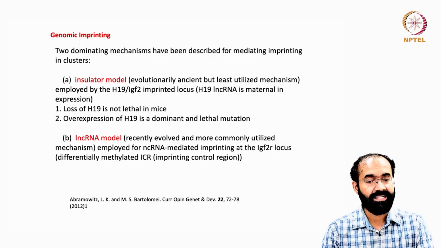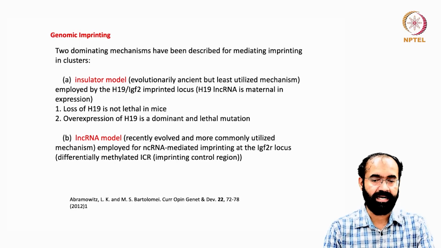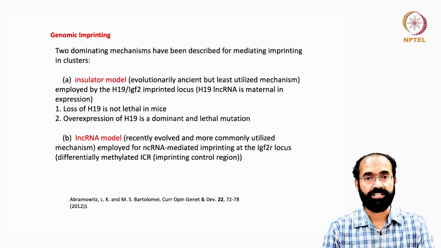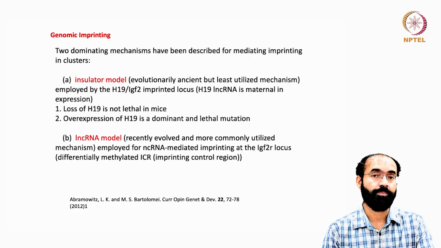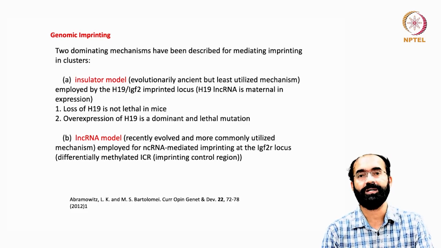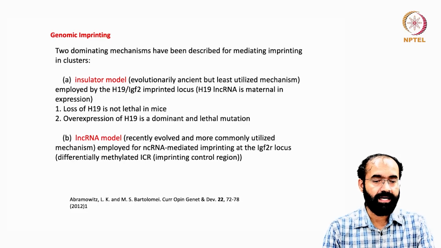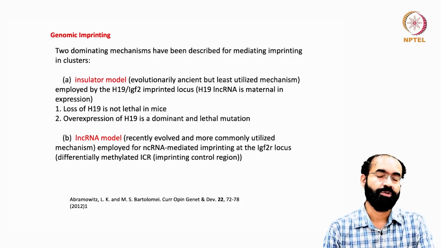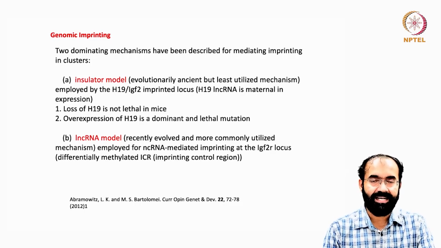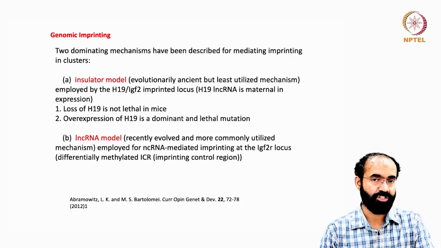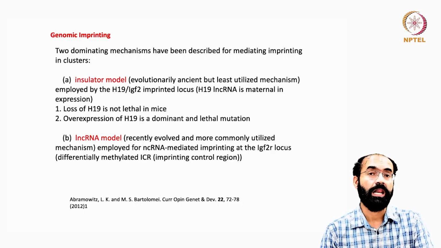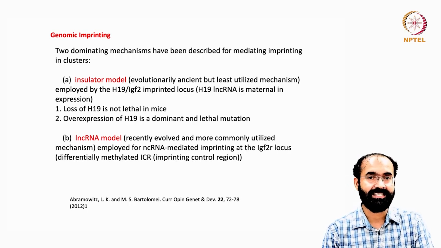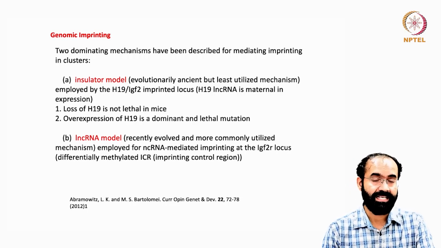So H19, a long non-coding RNA, is maternal in expression. So it originates from the maternal copy. Although the father also has this gene, it is never expressed. The loss of H19 is not lethal in mice, but the overexpression of H19 is a dominant and lethal mutation. So what do we understand? H19's absence may not cause that much of a problem, but overexpression can lead to loss of gene function. Some gene function is affected, and that gene is IGF2.